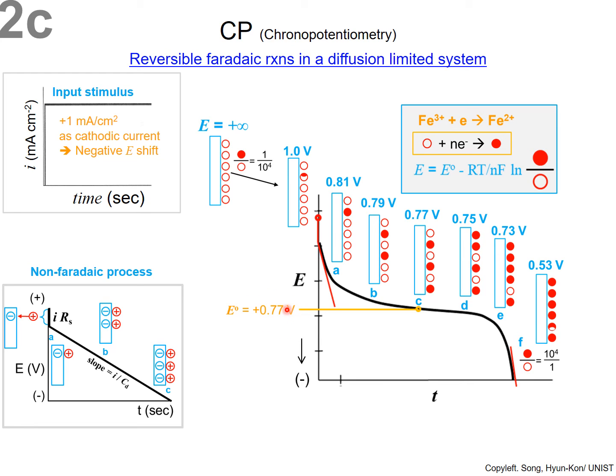So this kind of graph is obtained as the result of the Chrono Potentiometry. Again, at the very first time, non-Faraday process, ohmic drop, and then linear decay of the potential, and then the decay rate is going down, and then relatively plateau. Then after most of the oxidized species is reduced, the potential is rapidly going down. This is the whole picture of the Chrono Potentiometry.